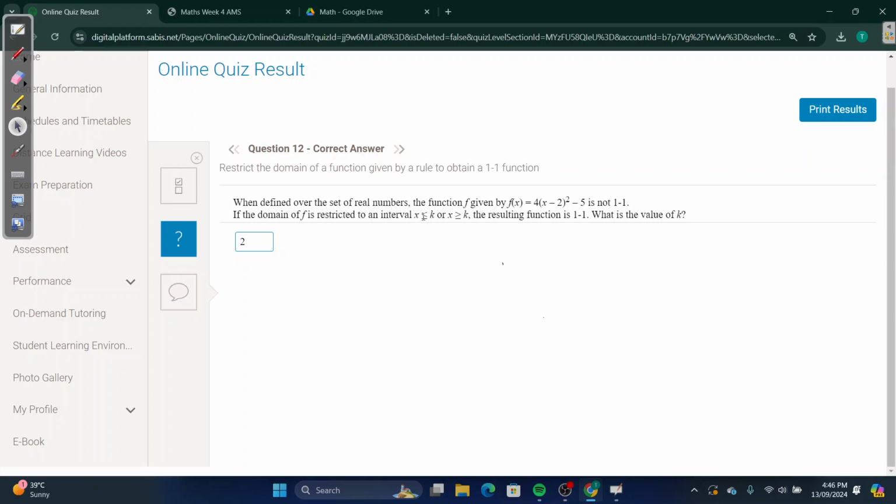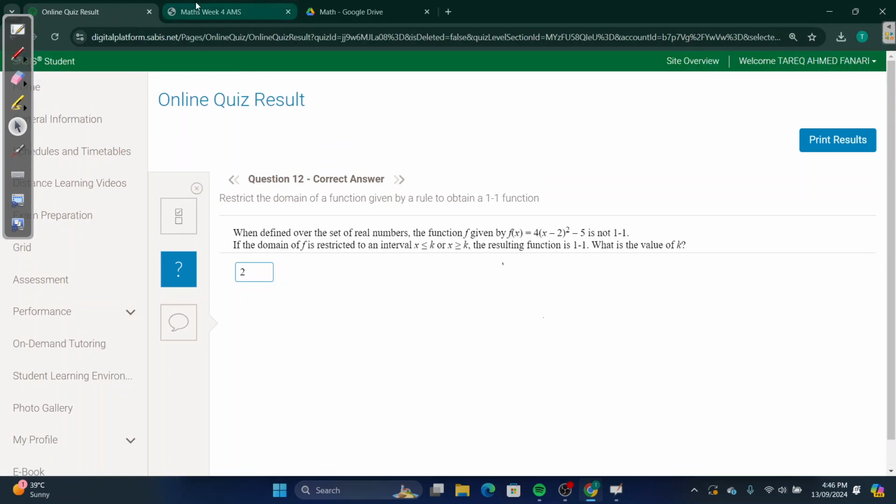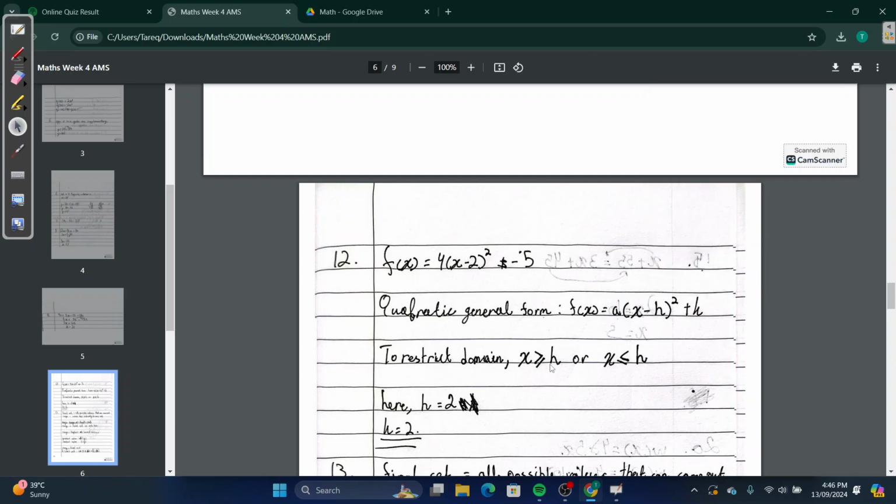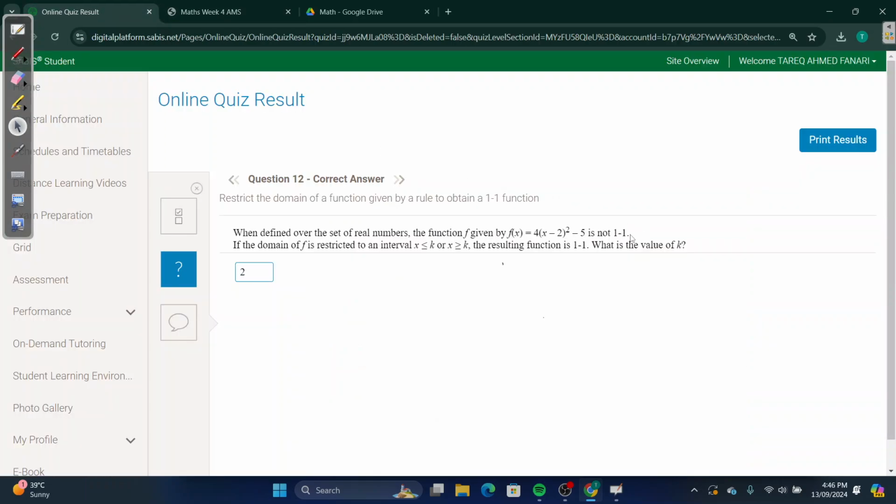As you can see, x is less than or equal to h, or x is greater than or equal to h. Now I said here that it can be less than or equal to it, or greater than or equal to it. So in this case, our h is 2 because it's already in the quadratic general form. So 2 would be your answer, which is what they put here.